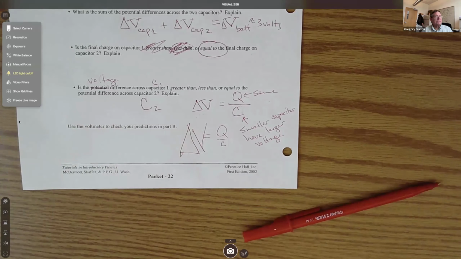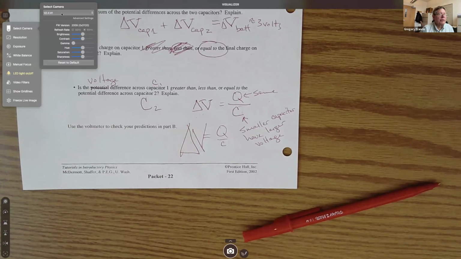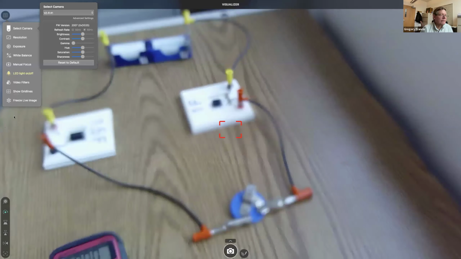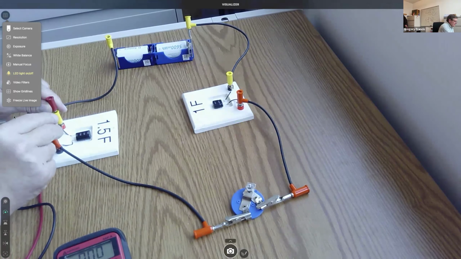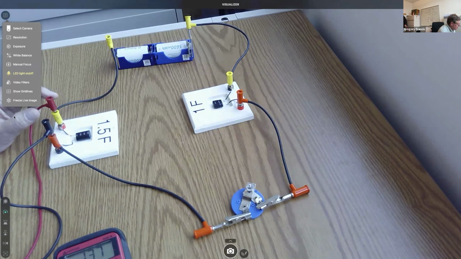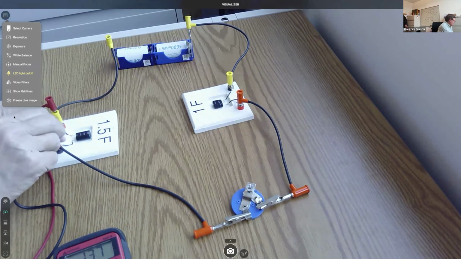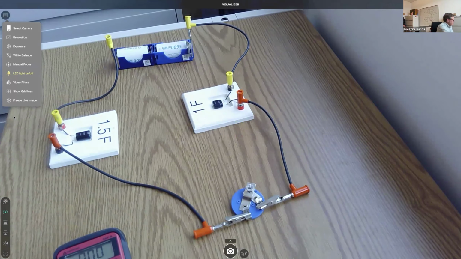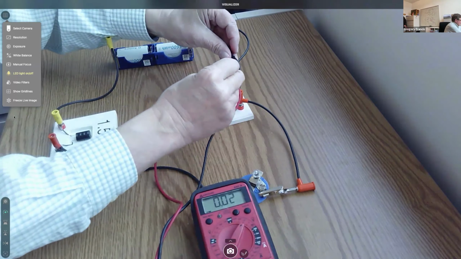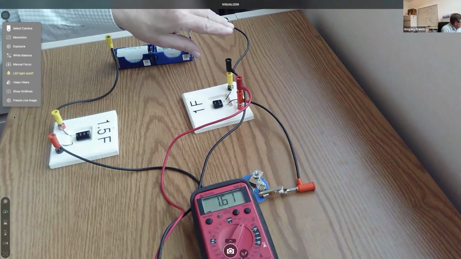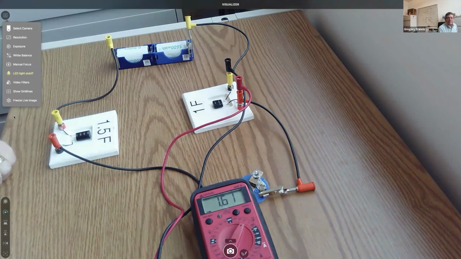So let's go one last time and check our prediction. If I measure the voltage across the big capacitance, what I get is only 1.4 volts. But if I measure it across the small capacitance, I get 1.6 volts. And sure enough, we get more volts across the smaller capacitance.